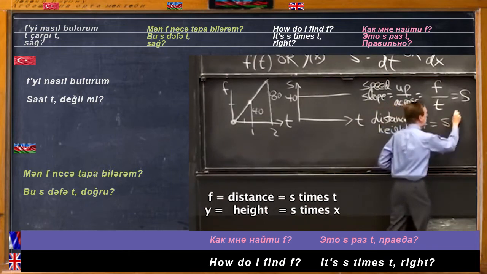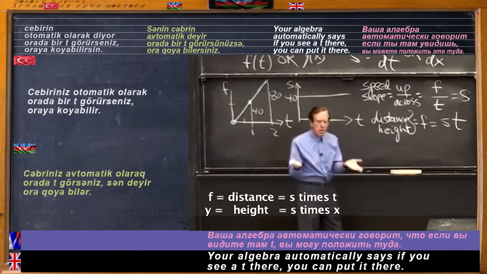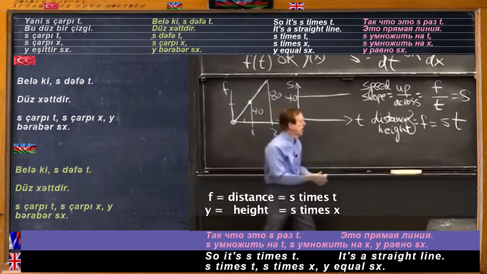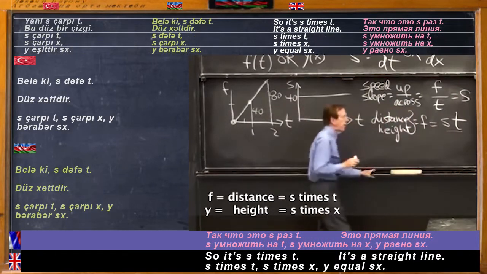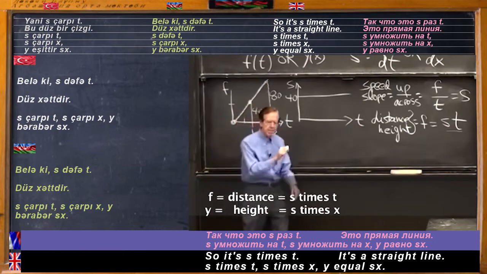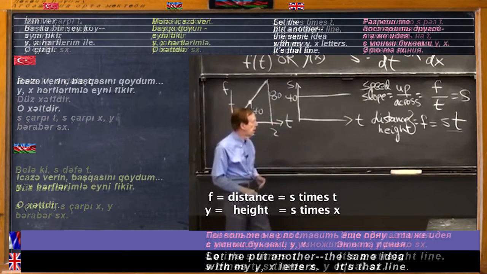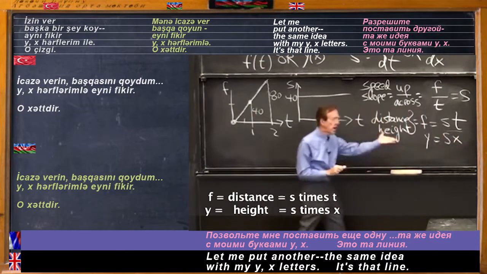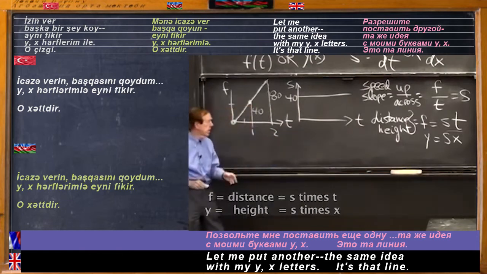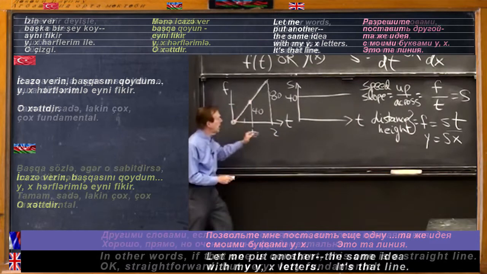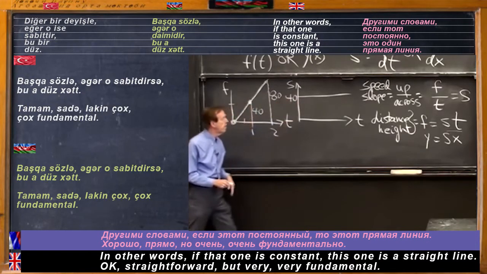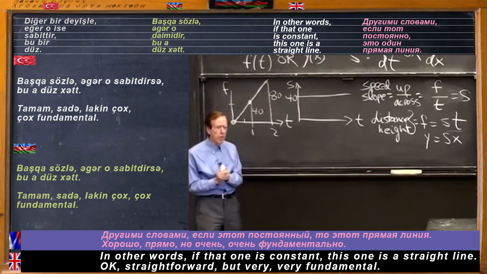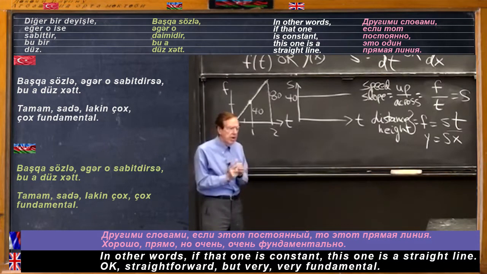It's s times t, right? Your algebra automatically says if you see a t there, you can put it there. So it's s times t. It's a straight line. S times t, s times x, y equals sx. The same idea with my y and x letters. It's that line. In other words, if that one is constant, this one is a straight line. Okay, straightforward, but very, very fundamental.